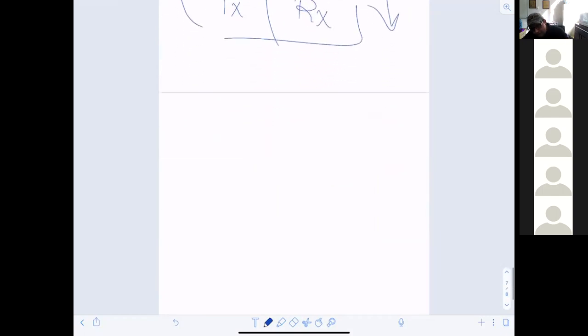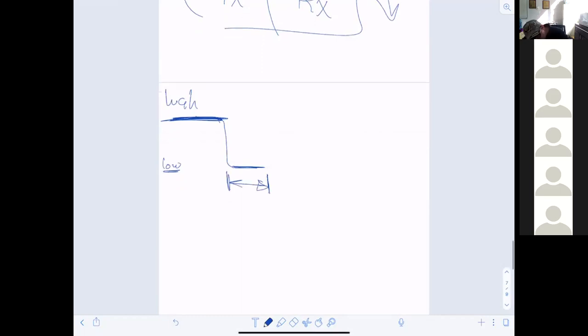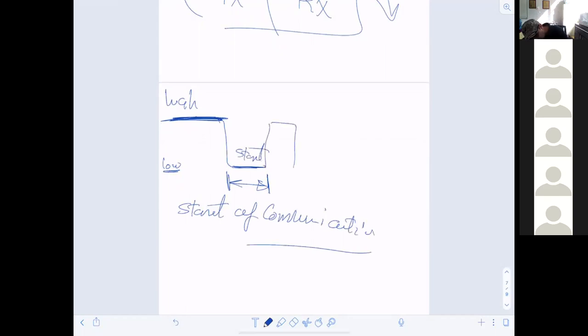Another thing we need to learn: if I would like to send a message from the receiver to the sender, I have to follow something. You have to assume that your signal is high, so this is high and this is low. Once you go down from high to low for one cycle of time, which has been calculated by the baud rate, when it is stable enough as a cycle, that will be considered the start of communication. So here is start. After that you go up, down, up, down, according to how many bits of data you're going to send.